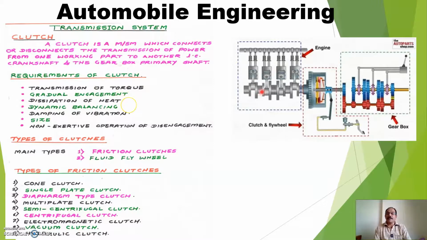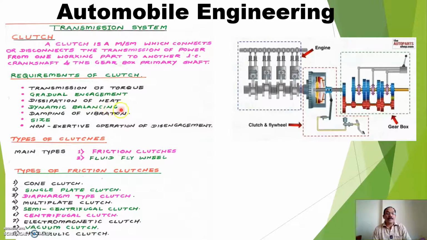Then there is dissipation of heat, because here the clutch works on the basis of friction. Due to the friction, power is transmitted from one shaft to another shaft. So the clutch works on the basis of friction. Friction creates heat, so there must be a provision to dissipate the heat generated at this point.